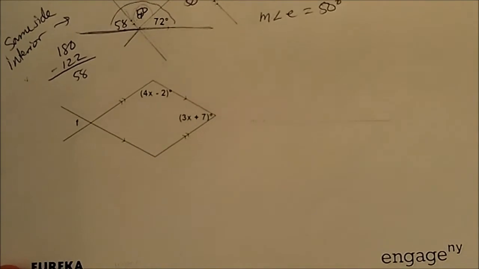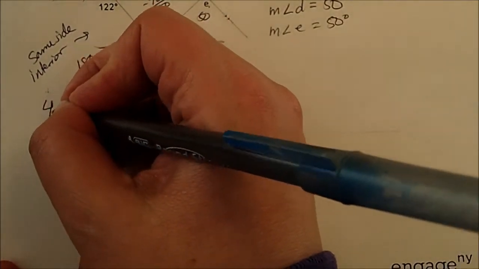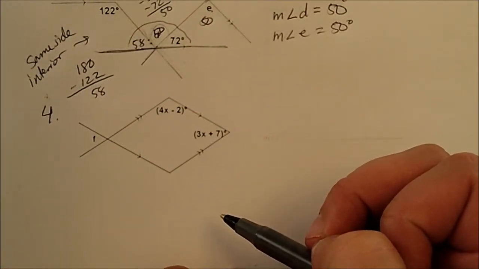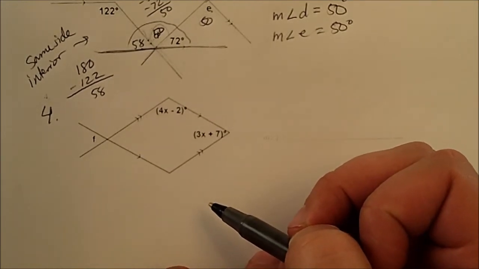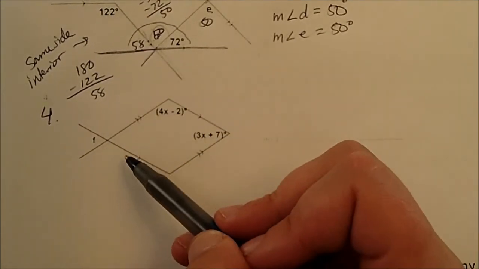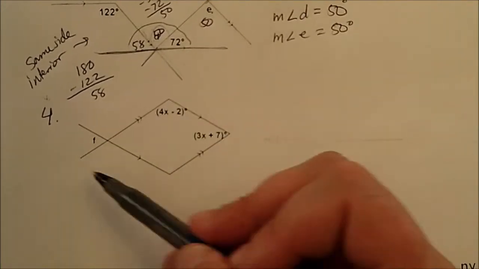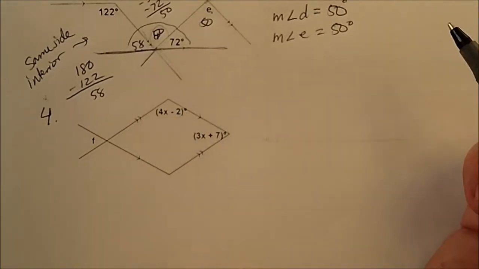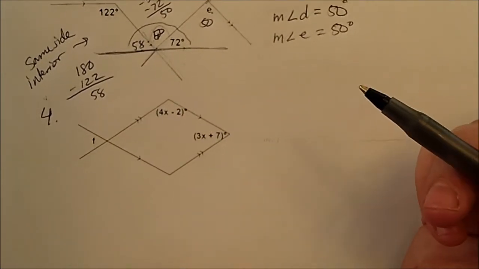All right, one more. We're going to take a look now at number 4. We've got what looks like, I think we might find out later, it's a rhombus. Well, we'll see in the future. But what we have is two sets of parallel lines, one set up here and another set down here. And we're trying to find F, but we have these two angles here, 4x minus 2 and 3x plus 7. We're not sure what x is, and we need to find that out.